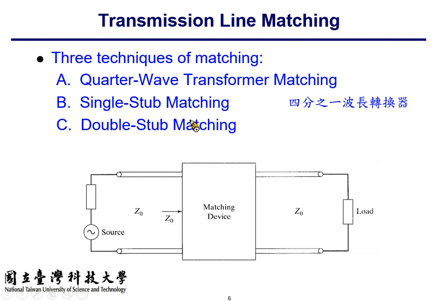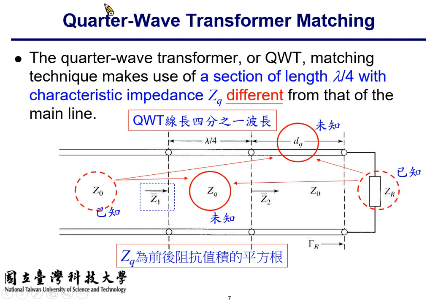Okay, so here are the three kinds of matching device or matching technique we will introduce here. The third one is kind of a variant of the second one. And A and B, the quarter wavelength transformer and single stub matching, are probably the most commonly seen matching circuits that you can have on a transmission line system. All right, so let's take a look at the quarter wavelength transformer first.